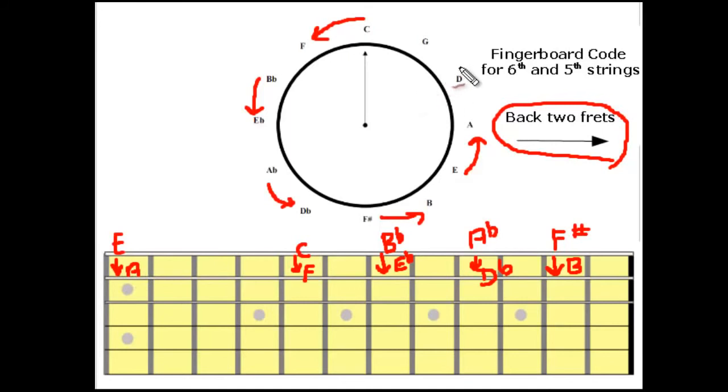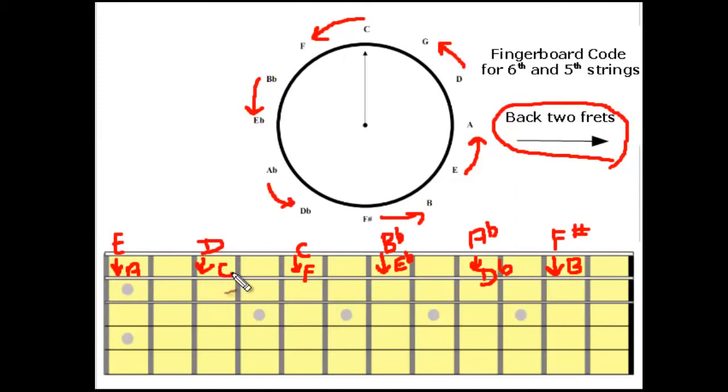Nearly finished. The last 2 notes I need, D and G. D is on the 10th fret, string 6. Underneath it again, back 2 frets from our last point, is G.